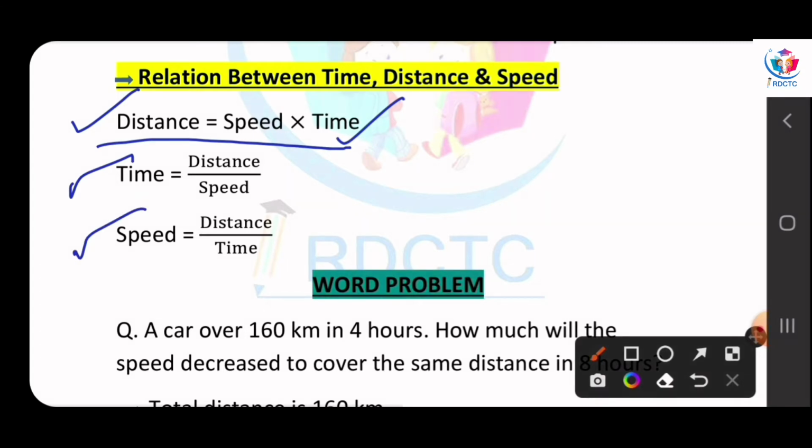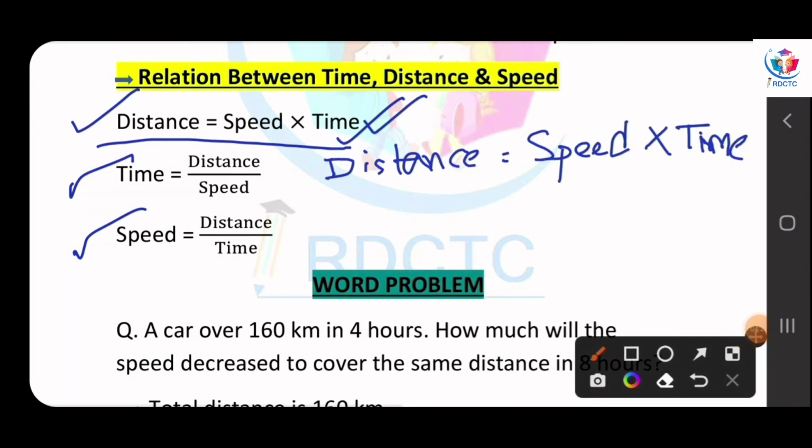How can I find out time and speed? With the help of this equation. Here I write the equation: distance equals speed times time. When we need to find out speed or time, we have to do one thing. Suppose you need to find out the speed, then simply you divide distance by time. Similarly, when you need to find out time, then you divide distance by speed.